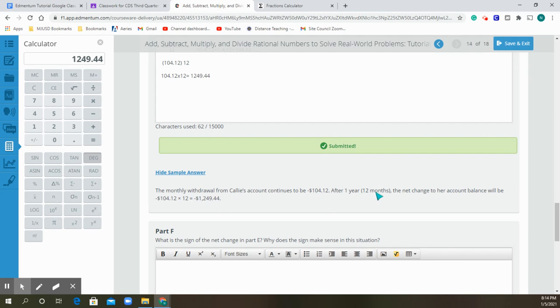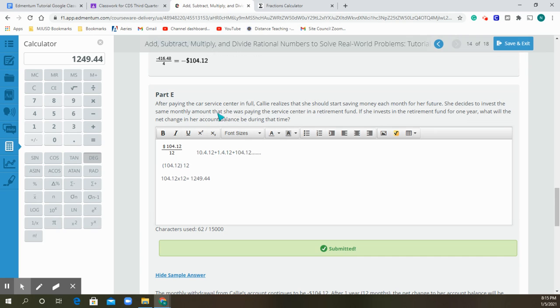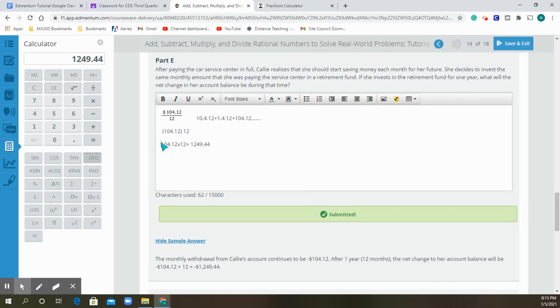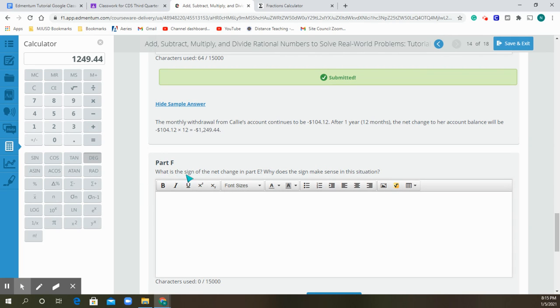All right. This says her net account continues to be negative $104. Why is it negative? Because it's coming out of her bank account and into her retirement fund. So I did not watch the sign. Lesson learned. What is the sign of the net change? Negative.